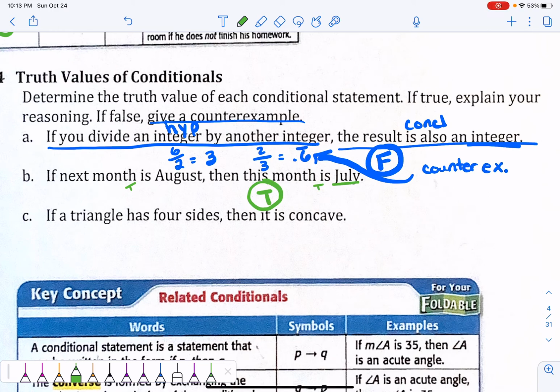Okay, so that one's kind of weird. Next month is August, this month is July. If you just look at it as a whole and don't try to break it down using the fancy math that we've done, obviously that comes out to be a true statement. Next month is August, this month is July, makes sense.